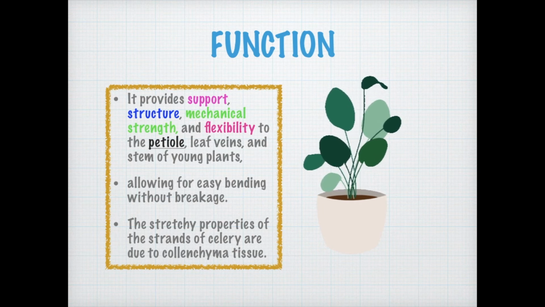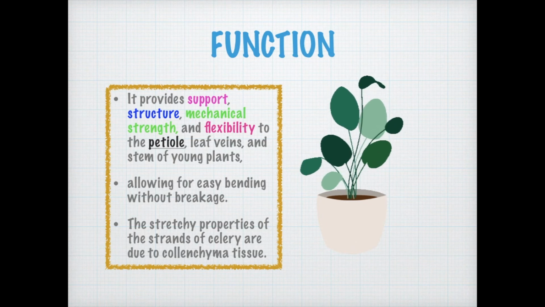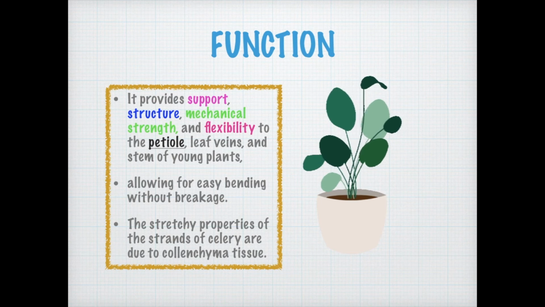So what is the function? It gives support, structure, mechanical strength and flexibility to petioles, leaf veins and stems. It allows them to bend without breaking. For example, I'm sure all of you have witnessed storms many a time, especially around the rainy season. When you see the storm coming, you see the plants start to sway from one side to the other, in different directions, but they will not break no matter how strong the wind is. This is because of the collenchyma tissue. The collenchyma tissue allows it to bend but does not let it break.